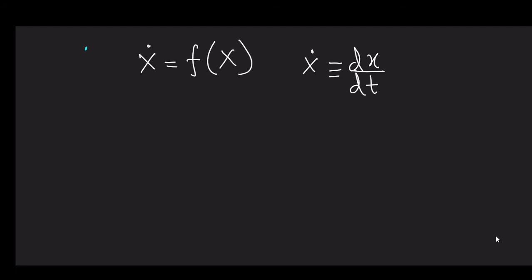If I give you a first order differential equation, say x dot is equal to f of x, where x dot is defined as dx/dt. X is a vector, but this is a first order equation. Now, under which condition will this differential equation produce a guaranteed solution, and that solution will be unique in nature?